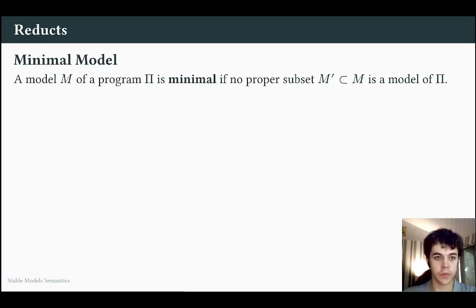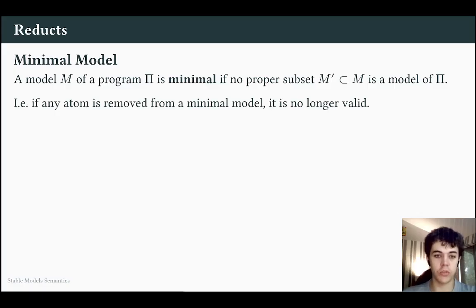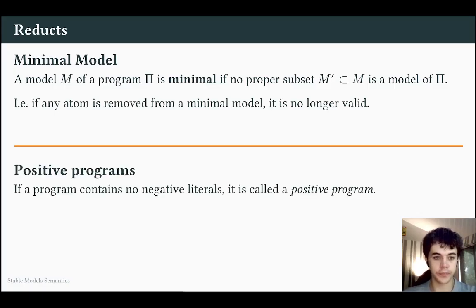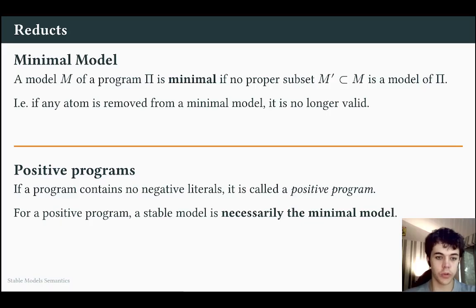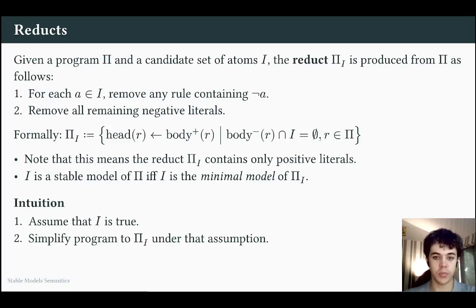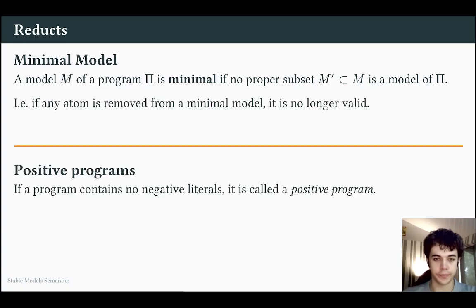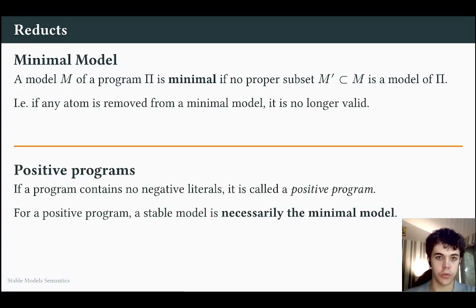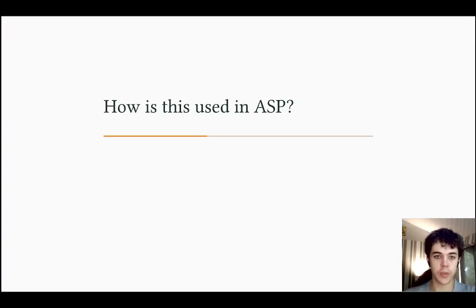The intuition is that we assume the interpretation is true, and we simplify the program to pi^I under that assumption. A minimal model is a model M of a program pi such that there is no proper subset M prime which is also a model of pi. In other words, if any atom is removed from a minimal model, it is no longer valid. If a program contains no negative literals, it is called a positive program. For a positive program, a stable model is necessarily the minimal model. An example of this is the reduct: since it must be a positive program, the minimal model is the stable model of pi.